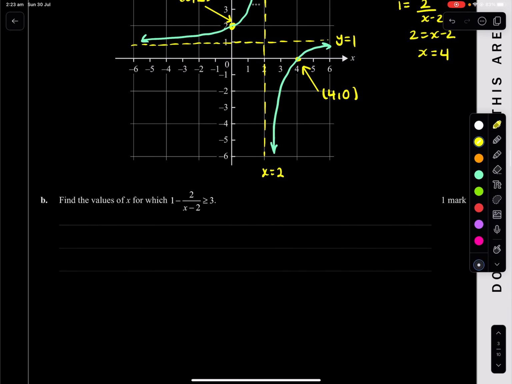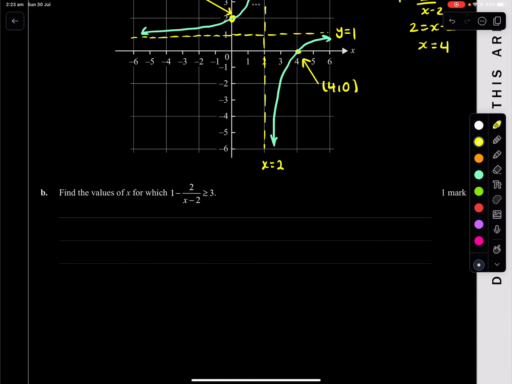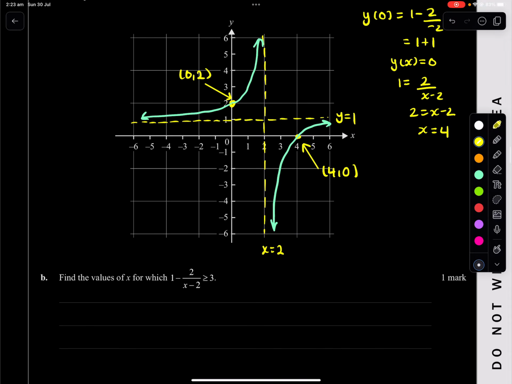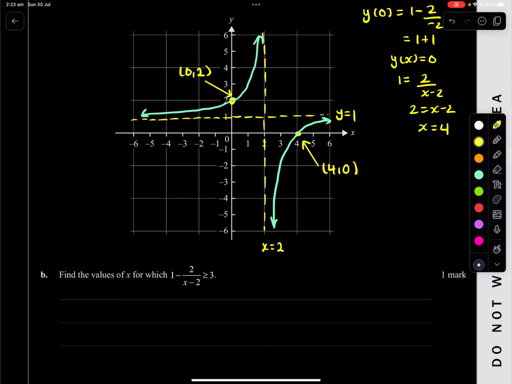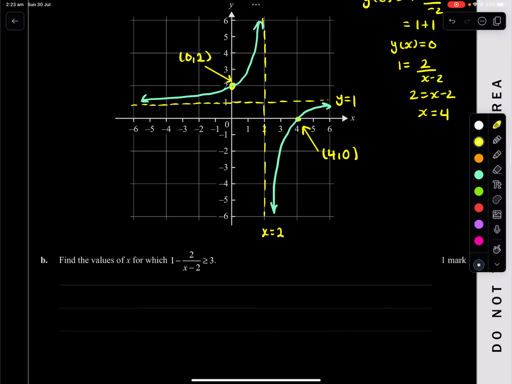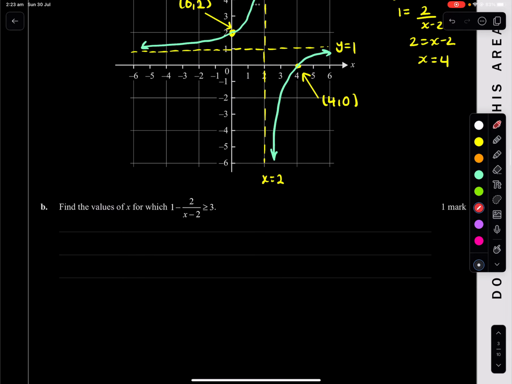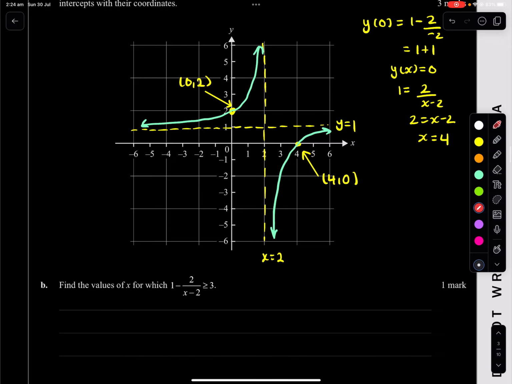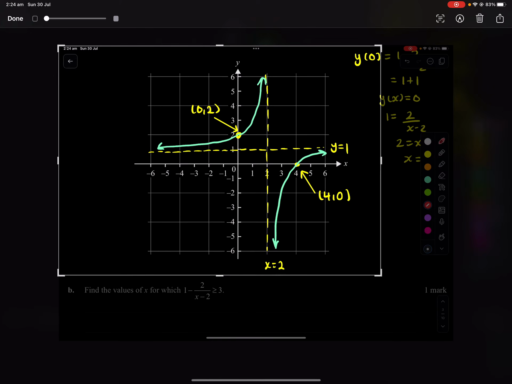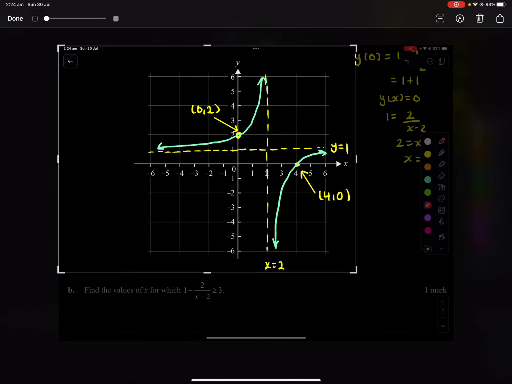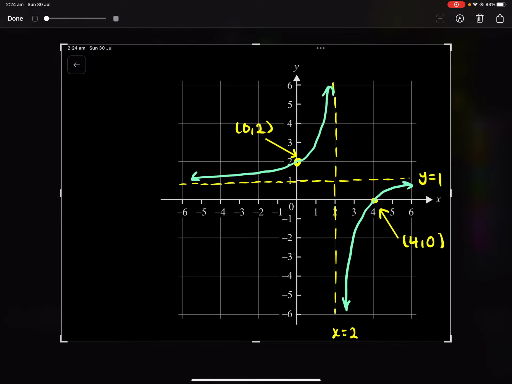Let's move on to the next question. Find the values of x for which this graph, y, is greater than or equal to 3. So to do this, I'm going to actually draw. What I'm going to do is I'm going to take a screenshot first. I'm going to take a screenshot of this and do this.